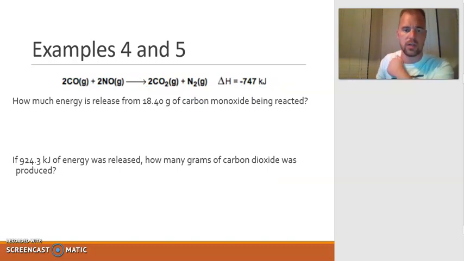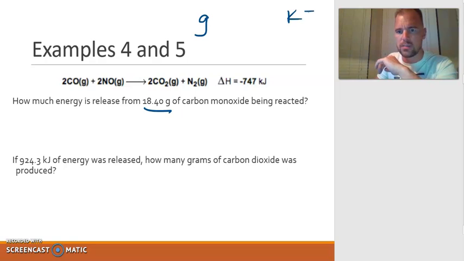Examples 4 and 5, we're looking at the exact same thermochemical equation that I had on the previous slide. How much energy is released from 18.40 grams of carbon monoxide being reacted? Okay, so let's break some things down. I've got grams of carbon monoxide, and ultimately it's asking for how much energy is released. So I need to somehow get from grams to kilojoules. That's the unit we measure energy in.